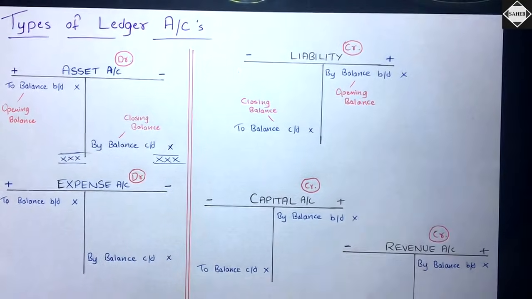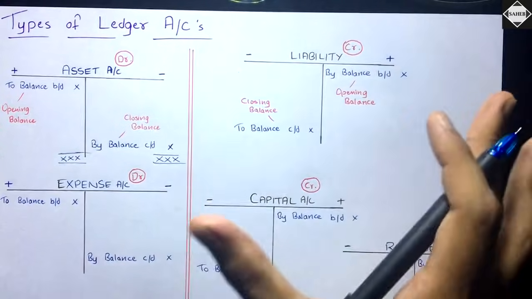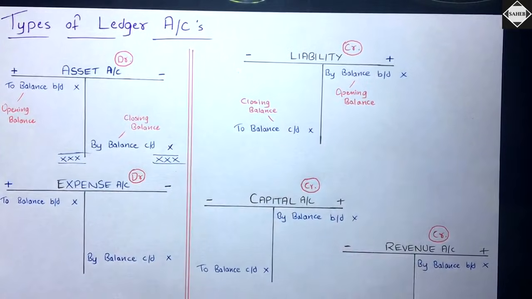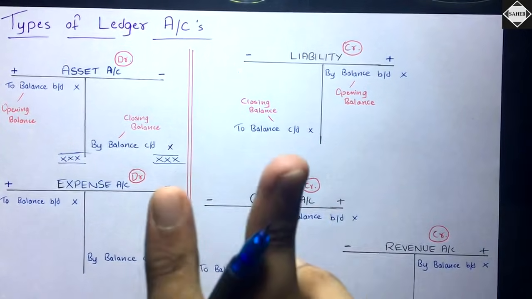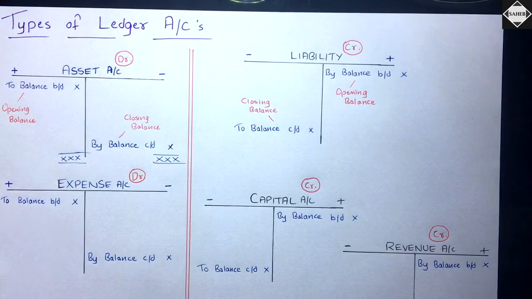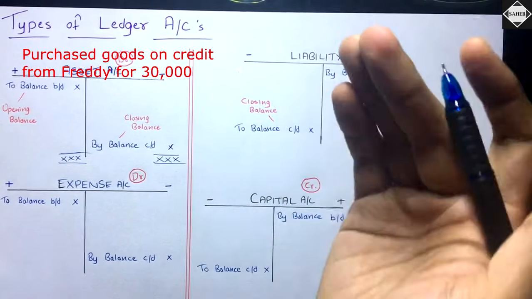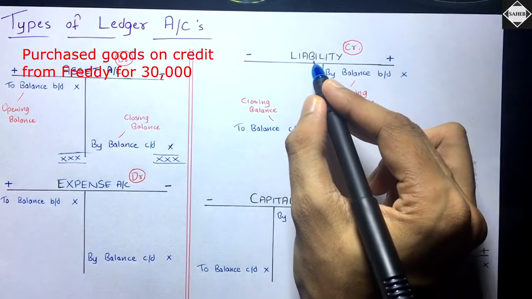So till now you have understood how to do half posting of a transaction, but here we are doing double entry. We can't just do half posting. We have to understand the complete posting, the double entry effect. So let's take that Freddy example. When we did that Freddy example, what did we do? We said that we have purchased the goods from Freddy and our liability has increased.